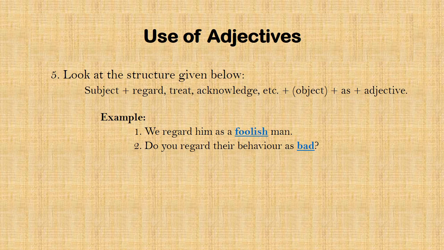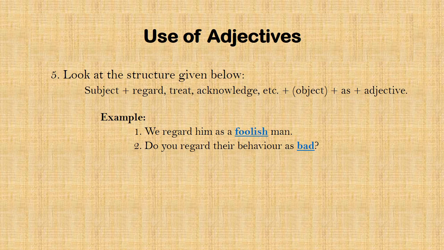Look at another structure. Here you will find some verbs. After the verbs regard, rate, acknowledge, you may have to use "as." After that, you will have to use adjectives. Let us explain the examples. We regard him as a foolish man, and do you regard their behavior as bad?